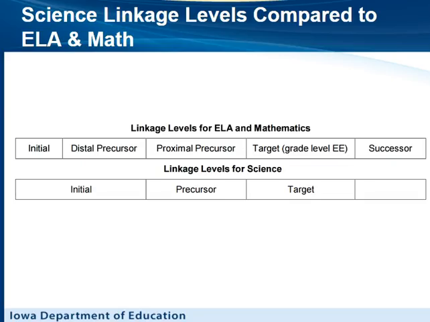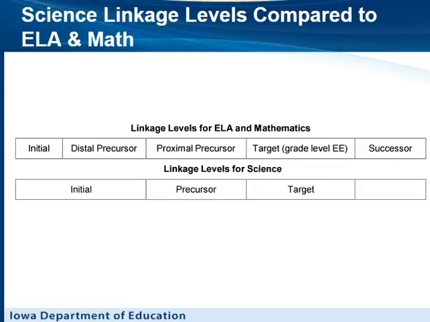Now this slide shows a comparison. You can see up here the linkage levels that most of you are familiar with for ELA and math. We have initial, distal precursor, proximal precursor, the target, which is the grade level essential element, and even a successor that goes a step beyond that. And down here for science, we have a broader conception. We have the initial that is down here, similar to initial and distal precursor. We have the precursor level, and we have the target. And of course, these linkage levels are less complex. At this time, there is not the equivalent of a successor. There are just 3 linkage levels for science.